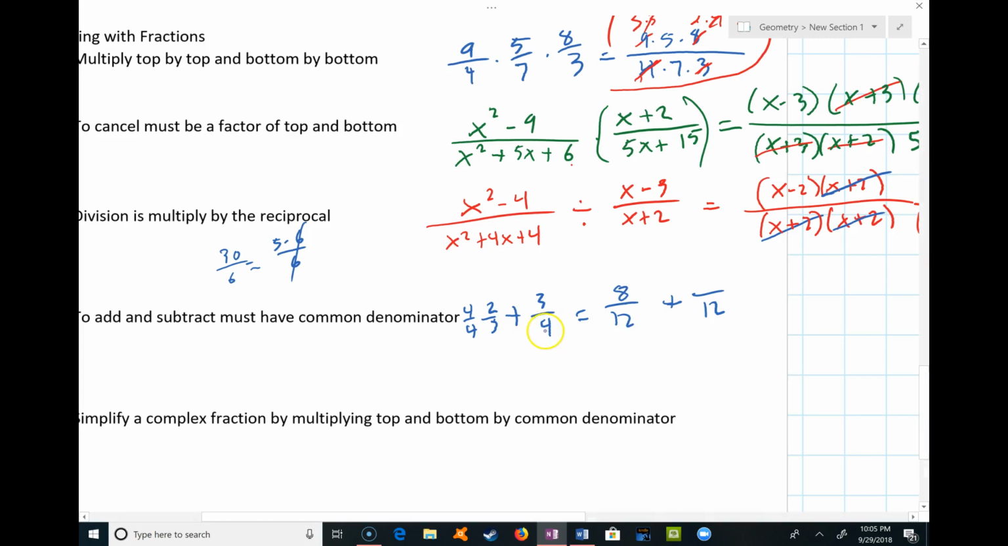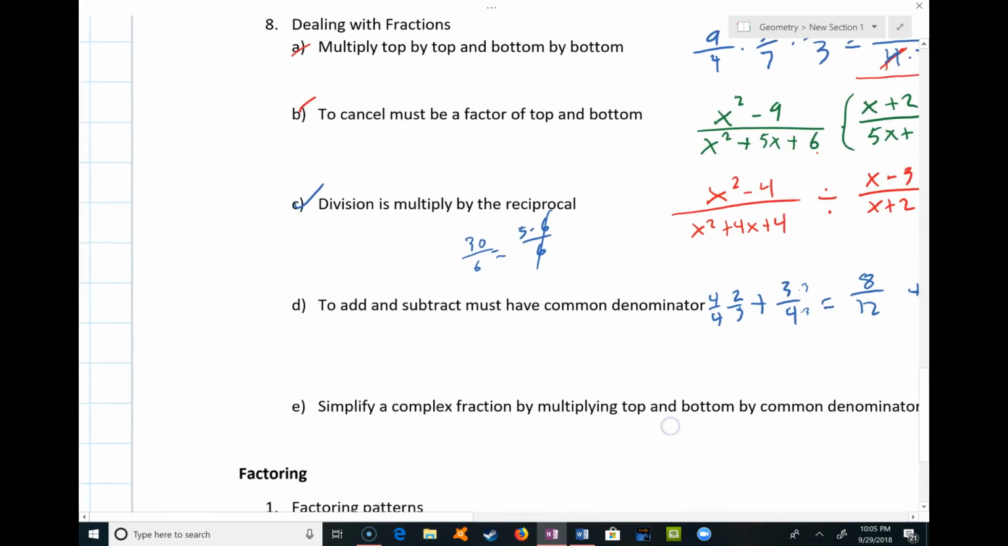Same thing here. What did I multiply 4 by to get 12? That'd be 3. So I'm going to multiply top and bottom by 3, which gives me 9. Then we add them together, and 8 plus 9 is 17 over 12. And that's adding fractions. Of course, this same idea applies when we're dealing with variables.